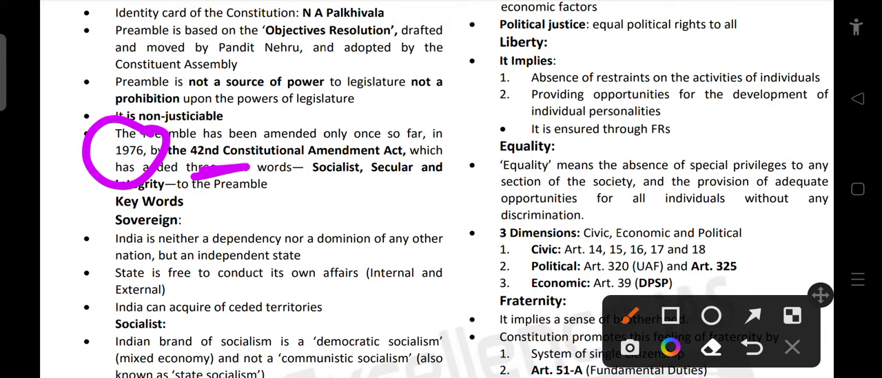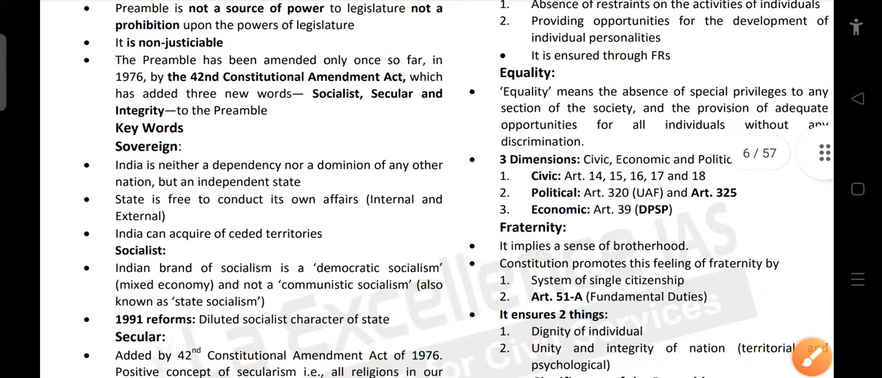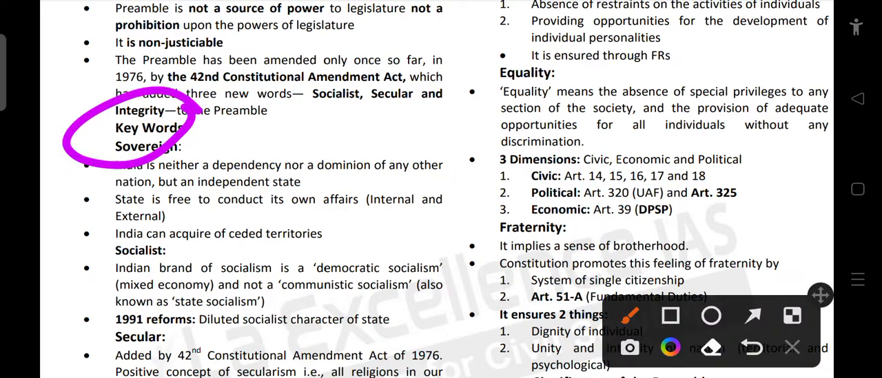This 42nd Amendment added 3 new words to the preamble. What are they? Socialist, secular and integrity. Now what are the keywords? We'll discuss each of them one by one. The first word mentioned was sovereign. India is neither a dependency nor a dominion of any other nation, but an independent state. We are independent. We have our own sovereignty.